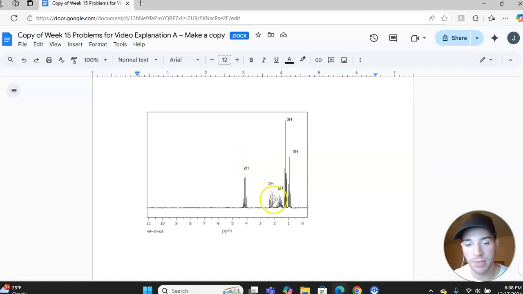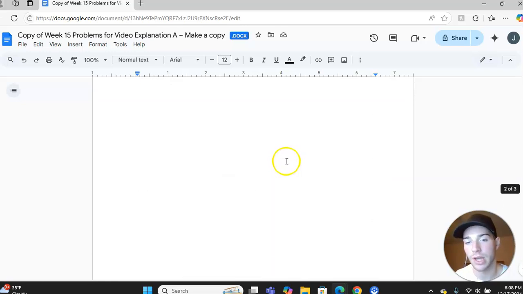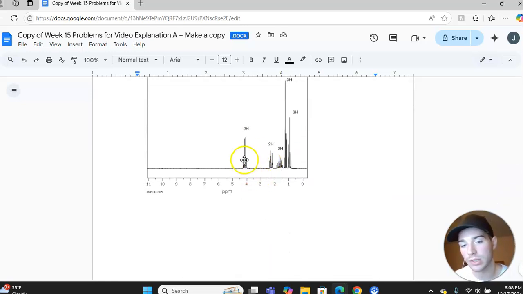with it being not super far downfield, but fairly downfield, I knew that it was going to be connected to one of the oxygens, because the oxygen has to take away some of the positive character of the hydrogens. And because the integration number was 2 and the multiplicity was a quartet, I knew that this one was a CH2 group that was bonded to the oxygen that was single bonded to the carbonyl group.